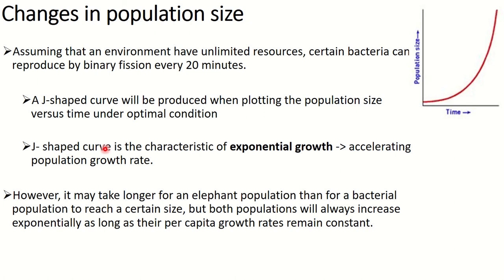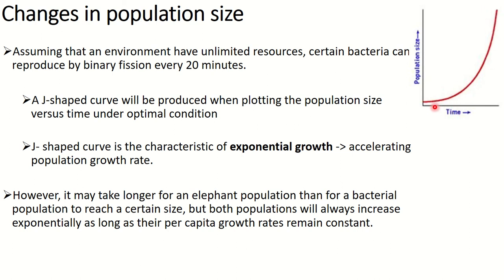A J-shaped curve is characteristic of exponential growth and accelerating population growth. And that's an acceleration, or accelerating, of the population growth rate. However, it may take longer for an elephant population than for a bacteria population to reach a certain size, but both organisms will always increase exponentially as long as their per capita growth rate remains constant. So that's suggesting that even though elephants mature later and don't reproduce as fast, you can have a similar growth curve for elephants. It would just take a longer time.